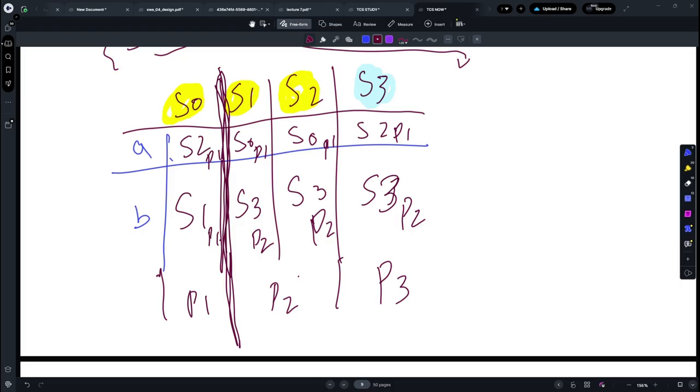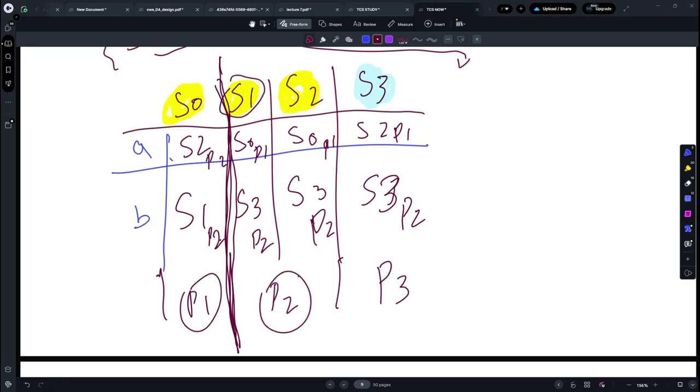So S2 is in partition 2. S1 is in partition 2, so we just change the names afterwards. Here, see, S1 is in partition 2, and look at here, S0 is in partition 1, that's accurate. S3 is in partition 3. S0 is in partition 1, that's accurate. S3 is in partition 2, that's not accurate.